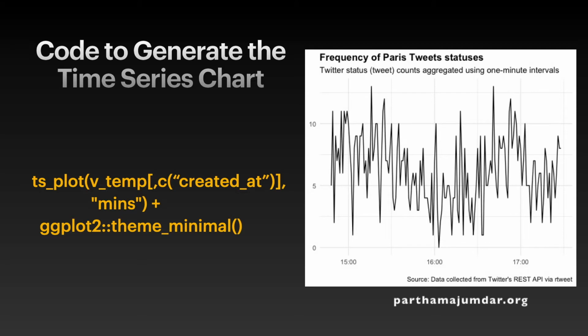So to ts_plot, we pass the field created_at that we converted in the last step, and then we will ask ts_plot to create the time series, and then we will beautify it using ggplot2 functions. So now let's head straight to RStudio to see this code in action.